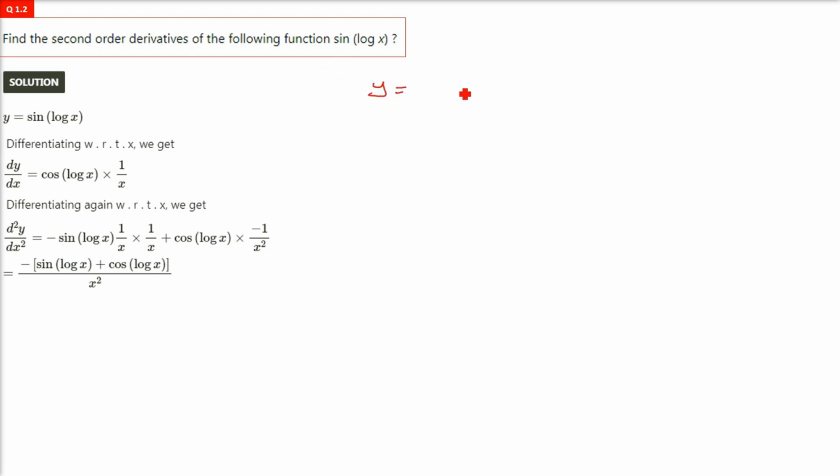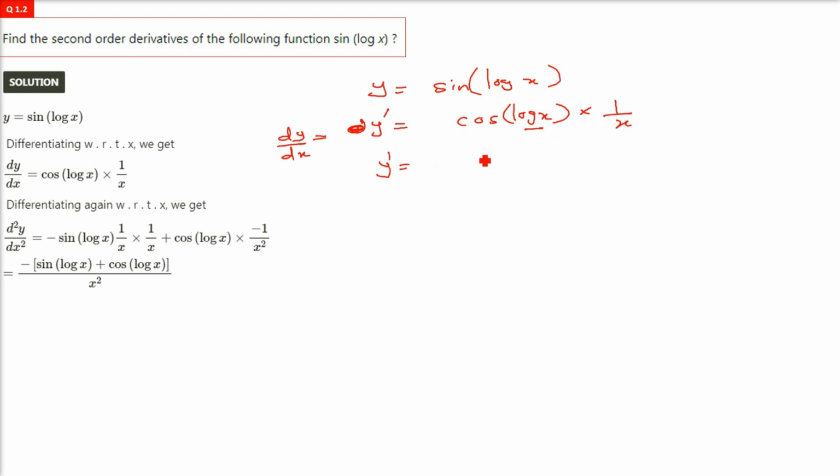So y will be equal to sine log x. First we have to find dy by dx, that is y prime, y dash. You can just write it as y prime also. This is equivalent to saying that it is dy by dx. So d2y by dx2, this y prime will become y double prime. So sine theta, what is the differentiation of sine theta? It will be cos theta. So it will be cos log x. Now you have to differentiate the log x also inside. So sine gives cos log x, and log x gives 1 by x. So y prime is cos log x by x.